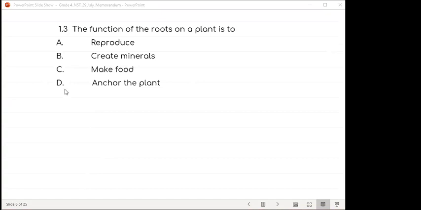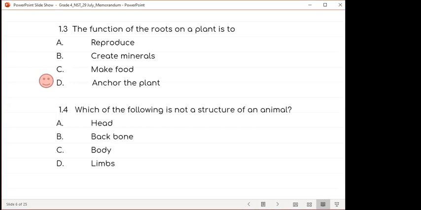I see Sharice, Malik, Nokwanda, they also say it is D, and indeed the answer is D. Question 1.4. Which of the following is not a structure of an animal? Is it the head, backbone, body, or limbs? Meninglet, A, B, C, or D? Which of the following? Backbone. All right, beautiful. Thank you very much, Meninglet.